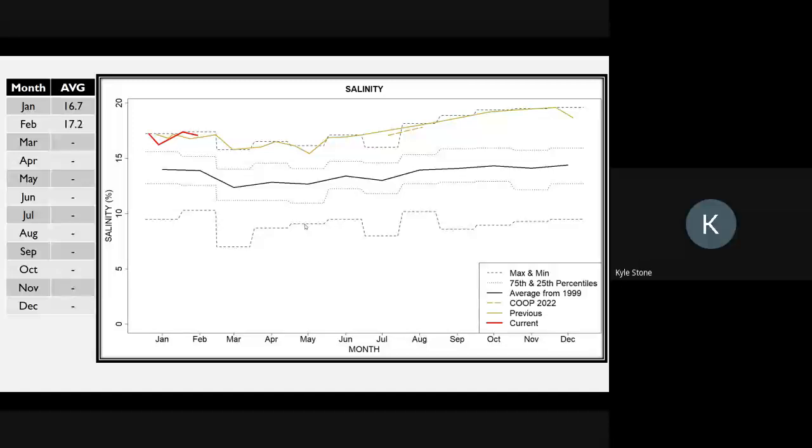Again, we have the monthly averages in the table on the side. So January, we were 16.7% and 17.2 in February. A lot of that's going to be attributed to the big storms that we had, a lot of direct precip on the lake rather than actual inflow and runoff.